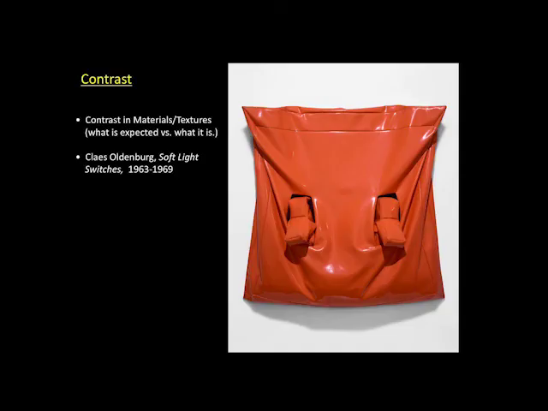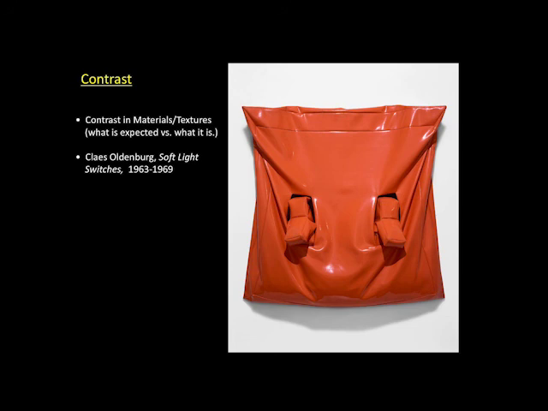Contrast in materials and textures. What is expected versus what it is. So Claes Oldenburg, throughout the 60s and early 70s, did what was known as soft sculptures. He would make objects that were normally made out of hard, rigid materials and make them with vinyl and fill them with something like beanbag filling.